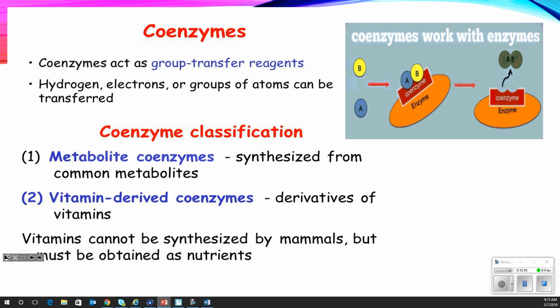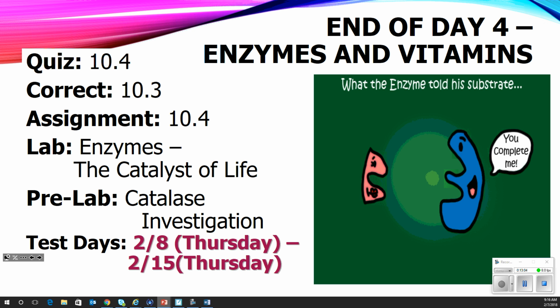What we're now going to be talking about is vitamin-derived coenzymes. So in order for an enzyme to work, it has to have a vitamin that is a coenzyme with it to make it work. Vitamins can't be synthesized by mammals, so we have to obtain them from our nutrients, the things that we eat. Okay, and that's all we're going to talk about. So that's the end of the chapter.